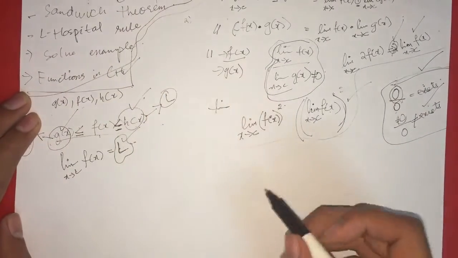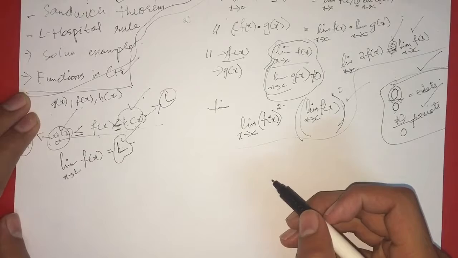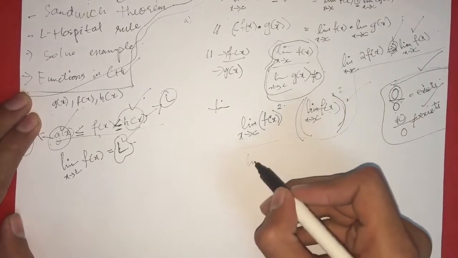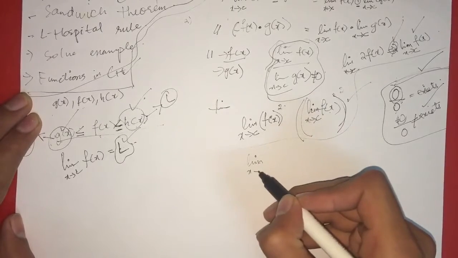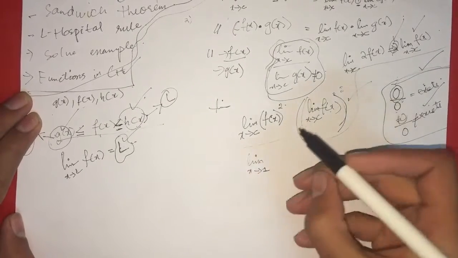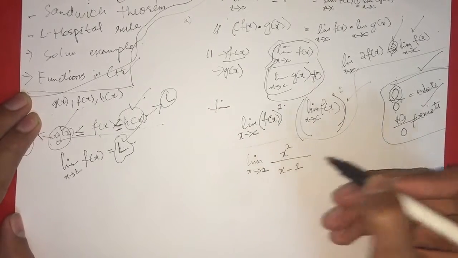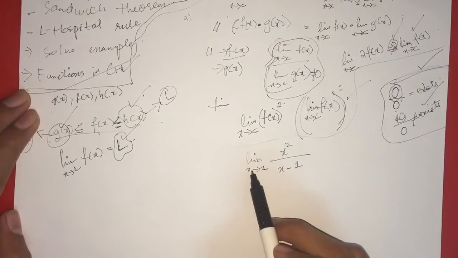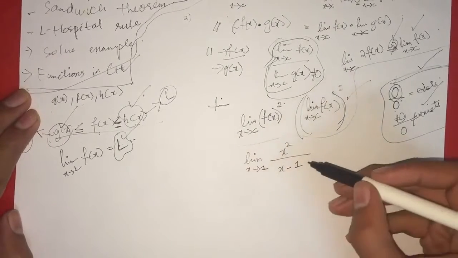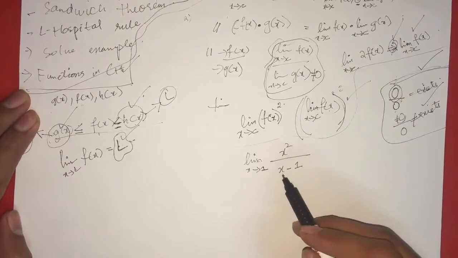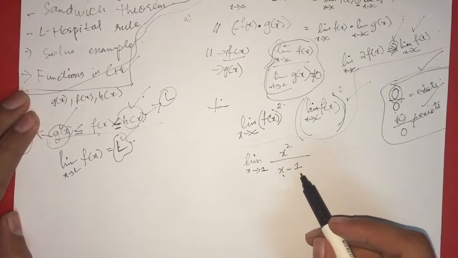Now, for example, you have a question where you have the limit as x approaches 1 of x squared divided by x minus 1. If you were to solve this problem by substitution, if you put 1 instead of x, it will actually give you 0.